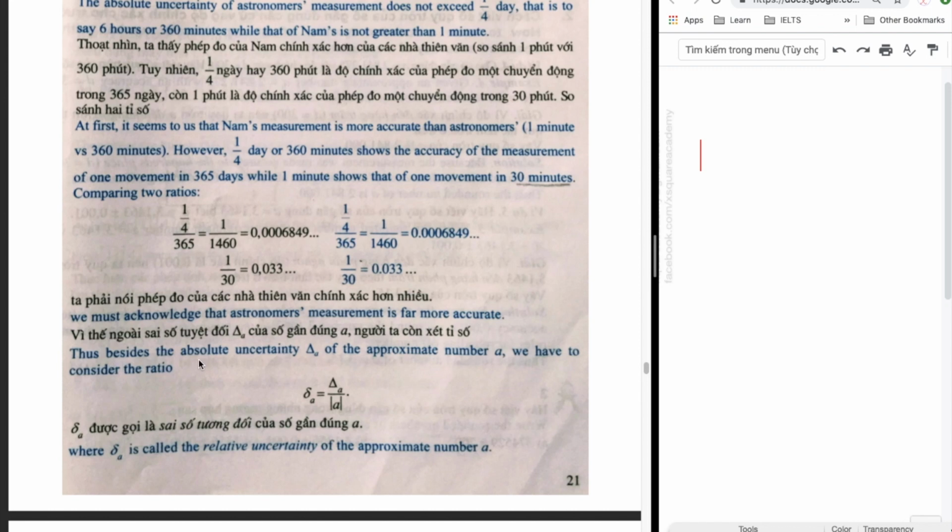Thus, besides the absolute uncertainty delta A of the approximate number a, we have to consider the ratio. Delta a equals delta A over the absolute value of A. This is delta a, where delta a equals the relative uncertainty of the approximate number a.